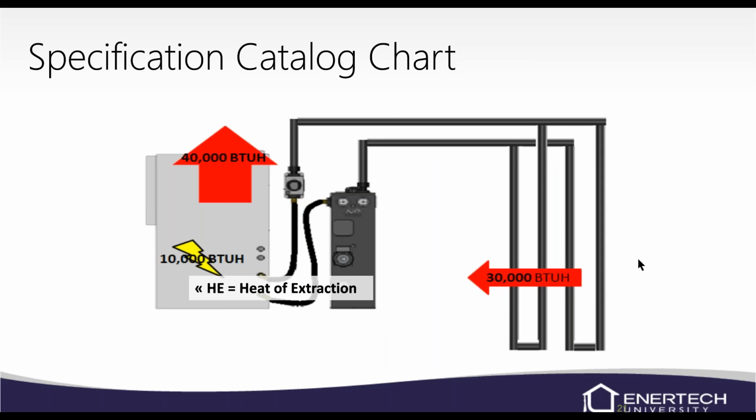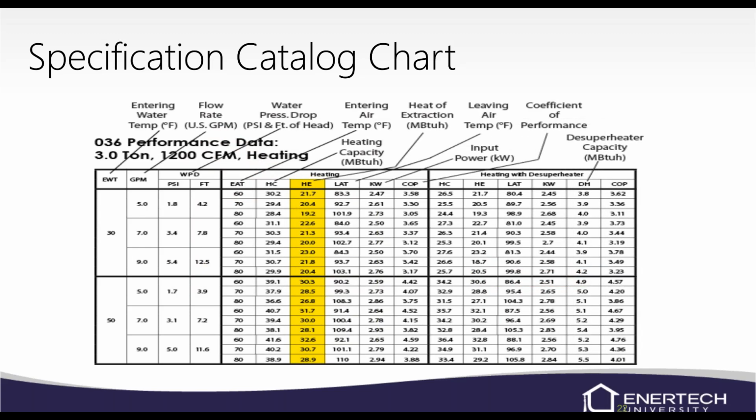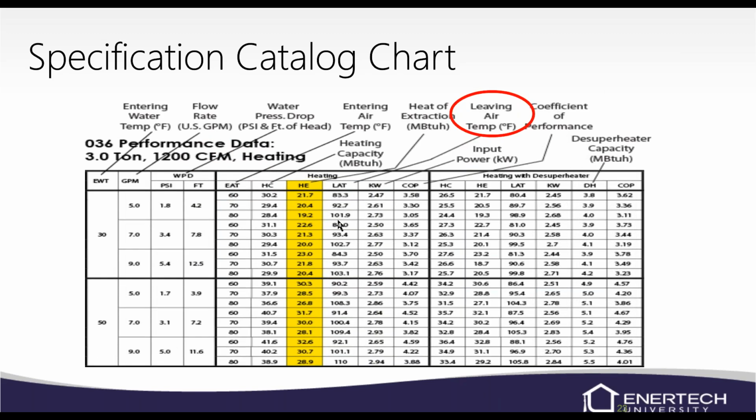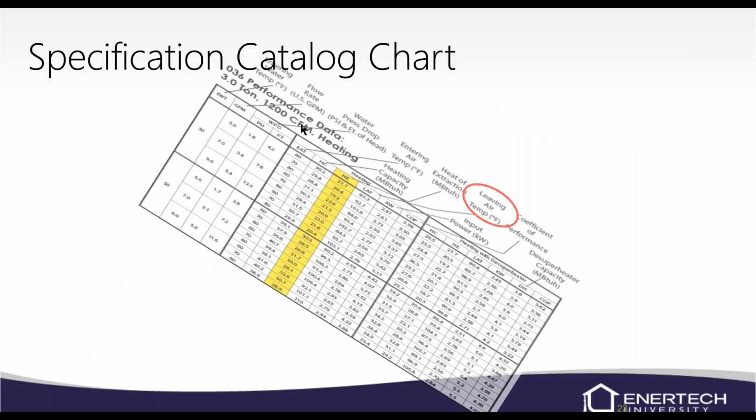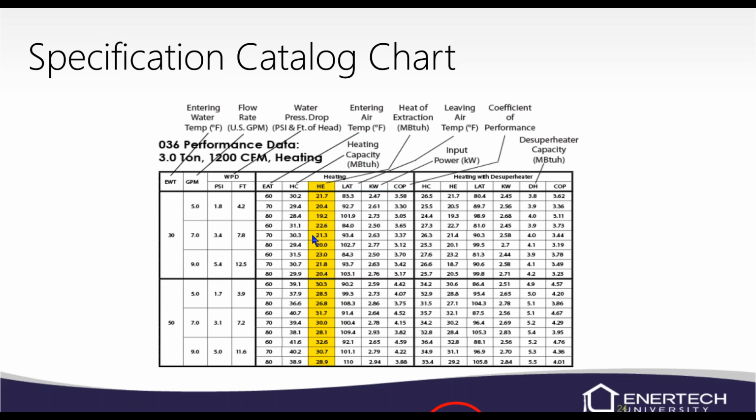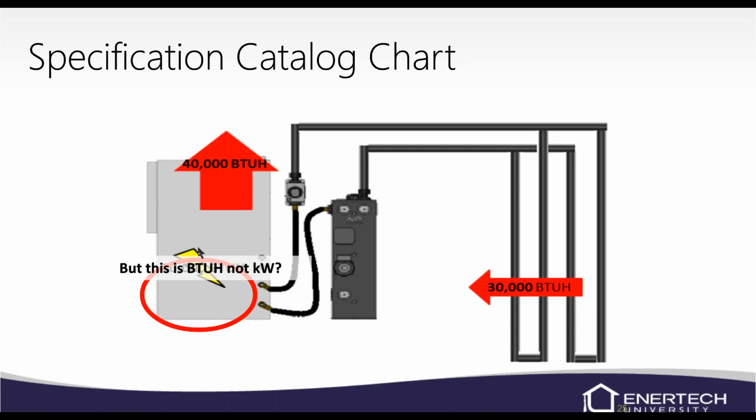Heat of extraction, again, that's just what we're pulling out of the loop field. That's what we're measuring with our pressure drop and our temperature difference. Leaving air temp, that's your supply air temperature. That's what it should be pretty close to if we're moving 1200 CFM. In the newer IOMs, we do have different CFM levels listed, so it'll break it out for you. Here, we only have one CFM listed, which is at the top here at 1200 CFM. The next is your input. That's your power from the compressor. So that's volts times amps equals watts. Again, that's your heat of compression, or the energy used for the compressor.